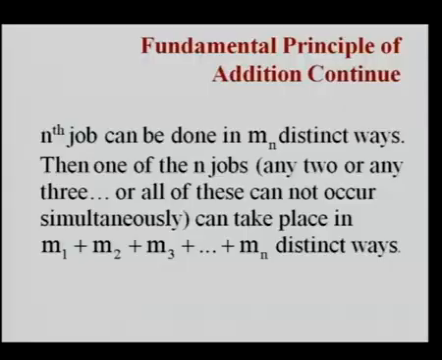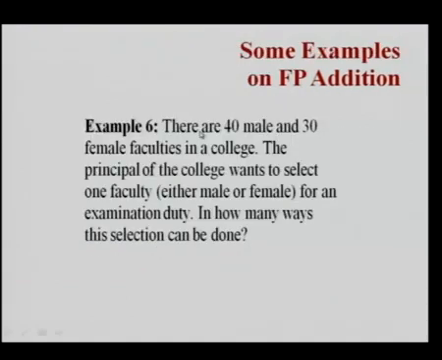Here we have to do only one job. In this way, the total number of ways is m1 plus m2 plus m3 plus up to mn distinct ways. This is the principle of addition. Let us take the example we discussed earlier. There are 40 male and 30 female faculty in a college, and the principal wants to select one faculty, either male or female, for an examination duty. In how many ways can this selection be done?